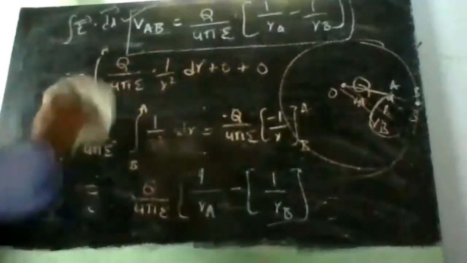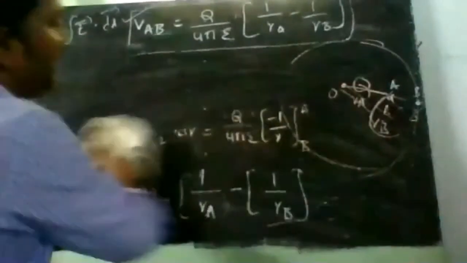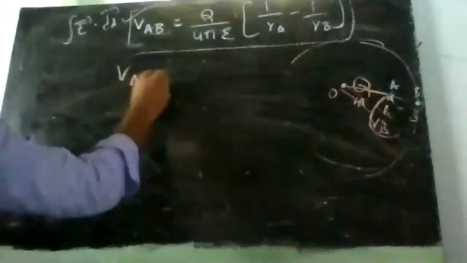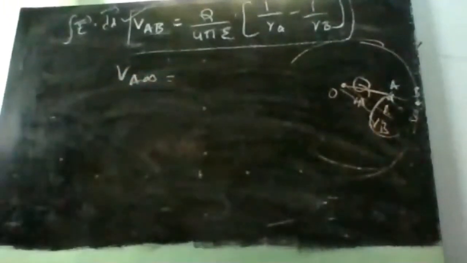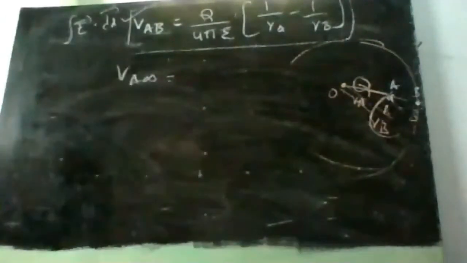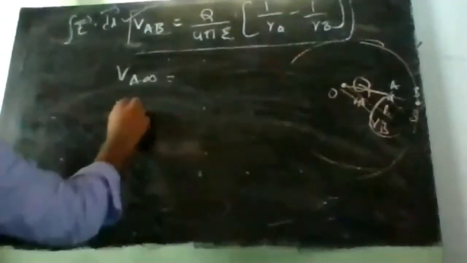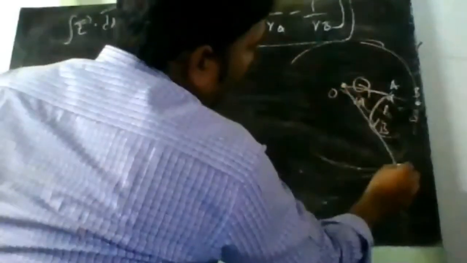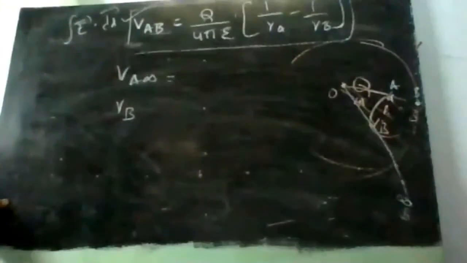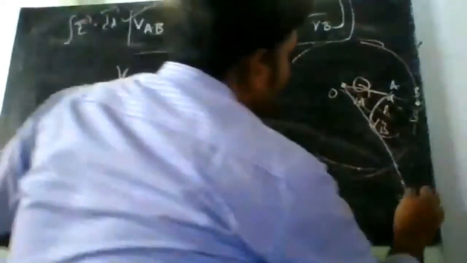Now if I want the absolute potential at A, that means V A infinity. So I am moving a unit test charge from where to where? From infinity to point A. That means the distance between the origin and the point B. Now the point B is at infinity. So I am moving this charge from this to this, so the length is infinity.